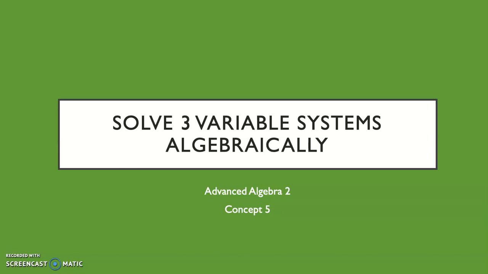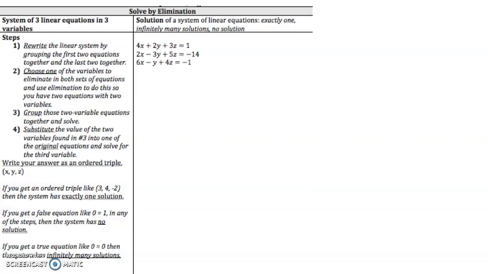Algebra 2, Concept 5. We're going to go through notes on how to solve three-variable systems algebraically, so both by elimination and substitution. I'm going to be covering a lot of material very quickly, so you'll probably want to pause your video often so that you can get these notes down. So first we're going to talk about solving by elimination.